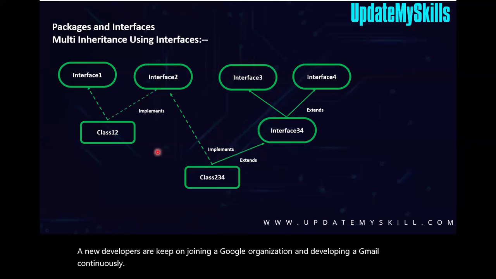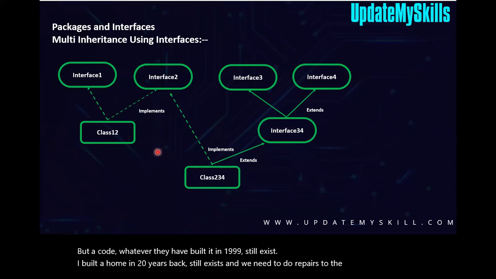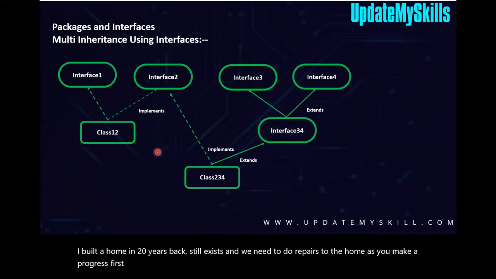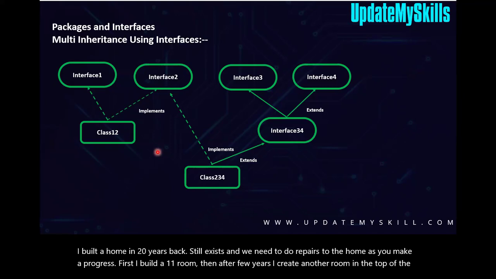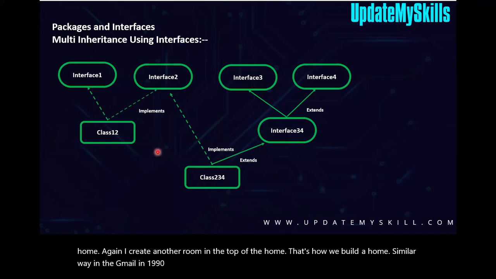But the code they built in 1999 still exists. Like a home I built 20 years back still exists, and we need to do repairs to the home as we make progress. First, I build one room. Then after a few years, I create another room on top of the home. Again, I create another room on top. That's how we build a home. Similarly, Gmail was developed in 1999, and they have done a lot of enhancements and updates to meet the demand, and they have some issues also.